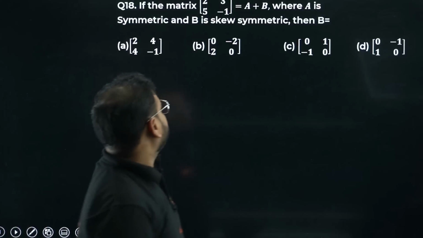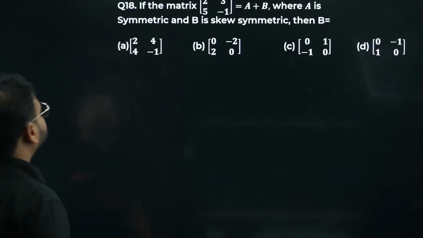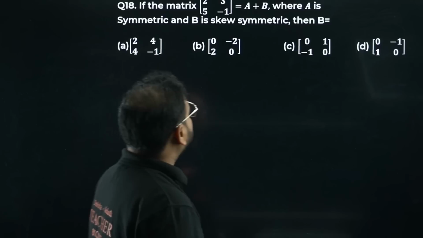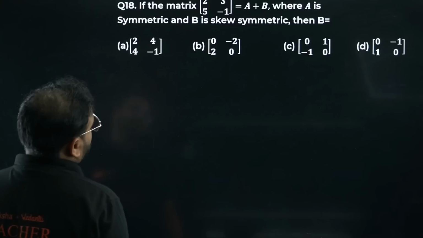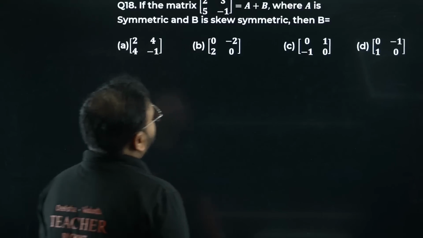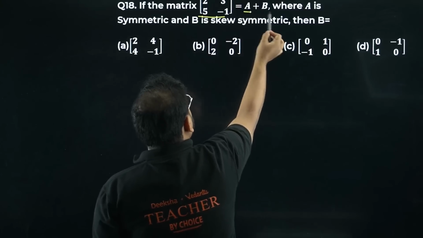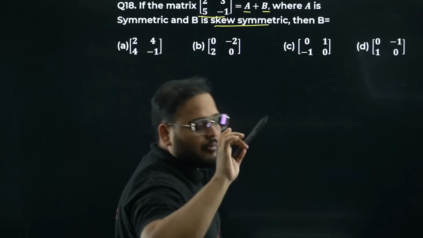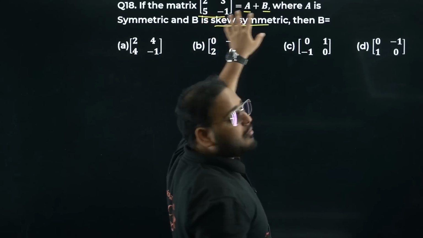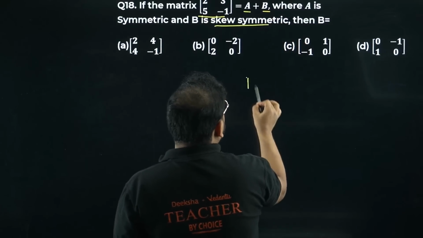18th question. It is not a PYQ, but it's a good question. If the matrix [2, 3; 5, minus 1] is equal to A plus B, where A is symmetric and B is skew symmetric, then B value will be... Basically they have given another matrix in the form of A plus B and are asking the value of B, where B is skew symmetric. Understand this. They are asking to express this matrix in the form of a skew symmetric matrix. We know this value. So B will become, have a look.